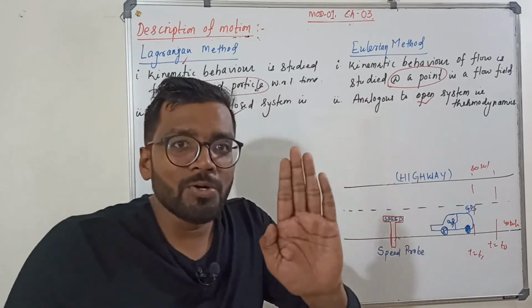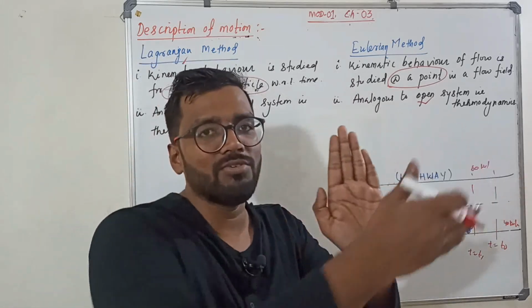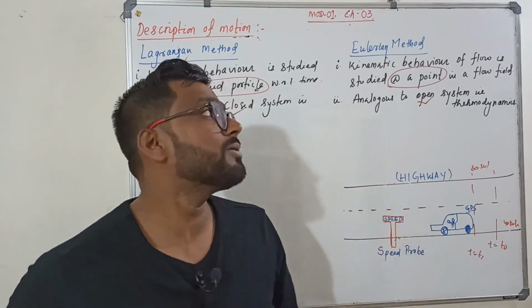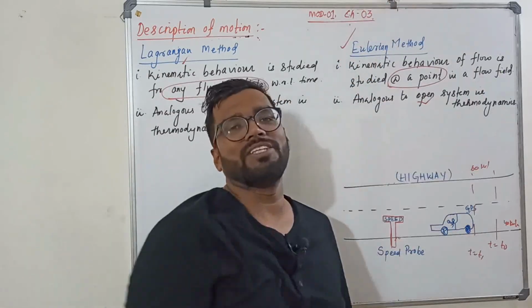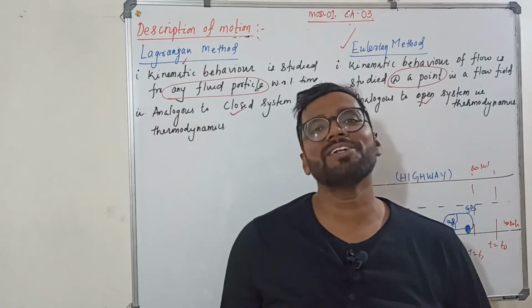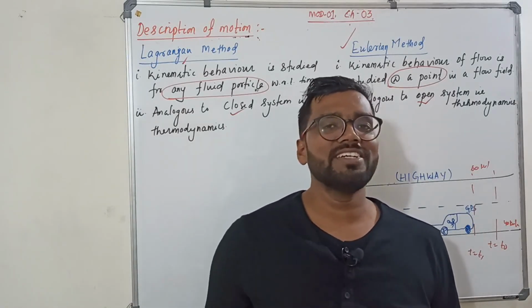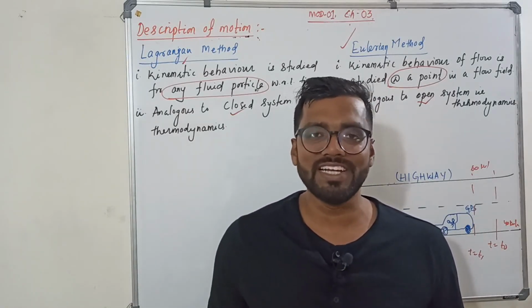That probe is fixed there, and you want to know the velocity at that point. That method is the Eulerian method. I hope now the difference between the Eulerian method and the Lagrangian method is clear to you.